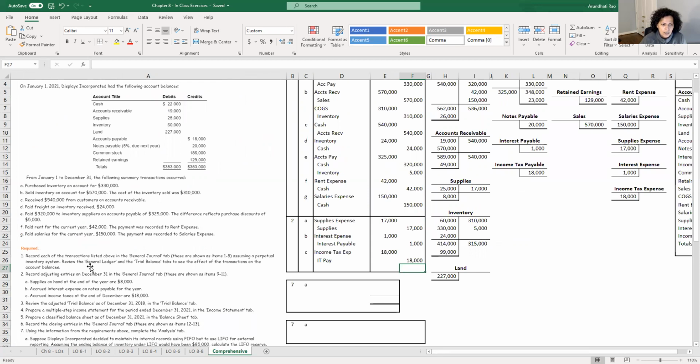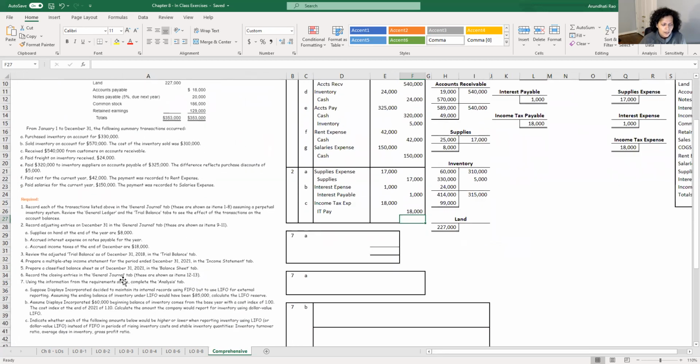Okay. So we have gone through parts 1 and 2. 1 was doing the journal entries for the transactions. 2 was the adjusting entries. And they've told us to keep an eye on the ledger and the trial balance, and we did that. The 4th is preparing the income statement, and then the 5th is the balance sheet. We're going to skip over those. And 6th is preparing closing entries.